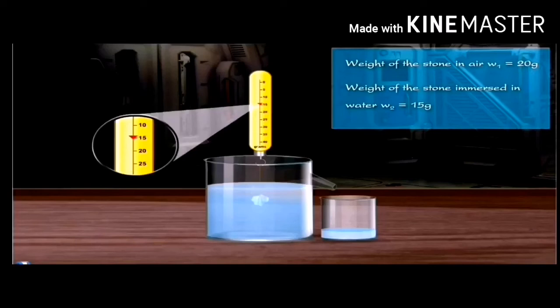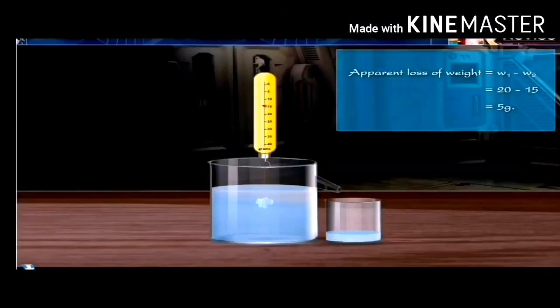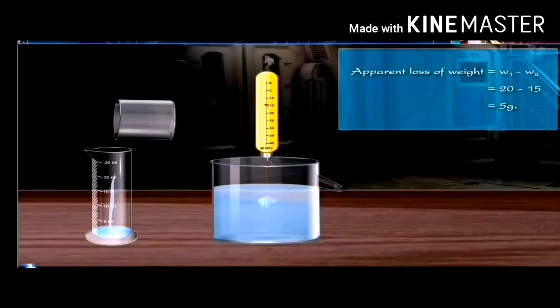Therefore, 20 minus 15 equals 5 gram. When we subtract 20 minus 15, we get 5 gram. And 5 gram is nothing but the apparent loss of weight. Students, we observe that water overflows out from the spout of the can. See the small beaker. Clear? After that, pour the water into the measuring jar and note the reading. With the help of the measuring jar, you can see carefully.